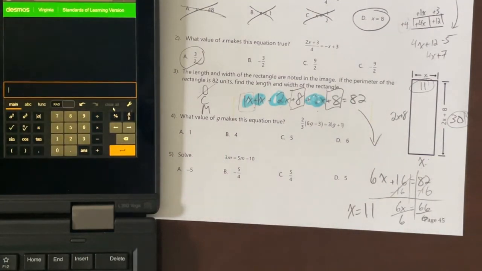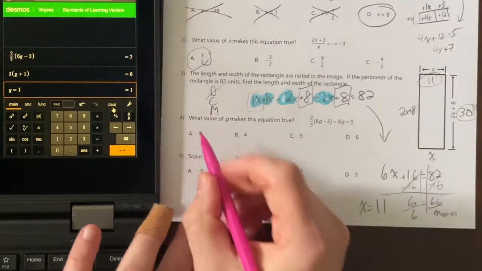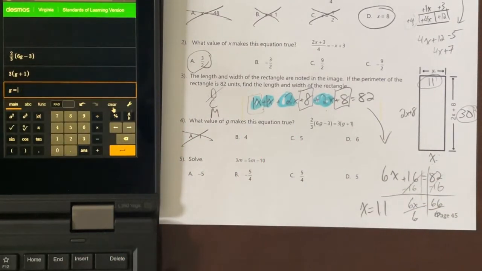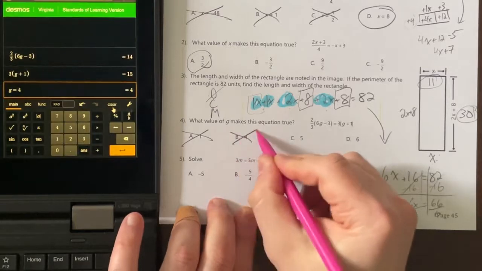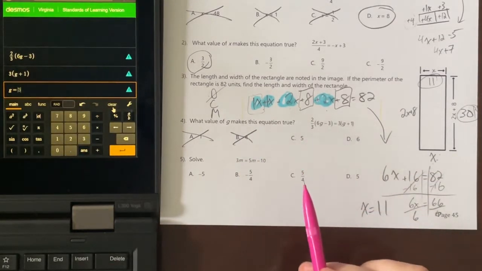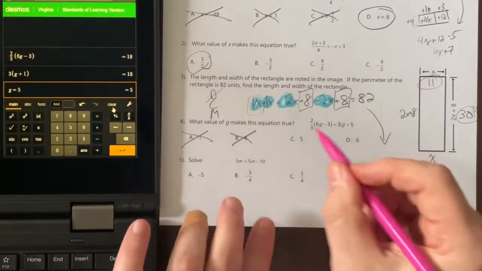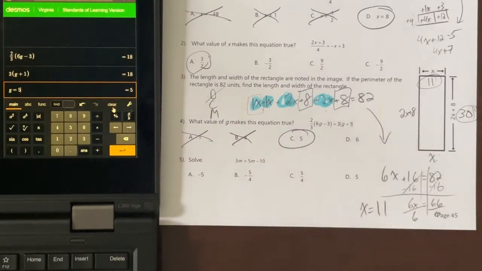All right, next it says what value of g makes this equation true. I have 2 over 3 times the quantity 6g minus 3. And then my right side, which is 3 times the quantity g plus 1. Try out some of these values. I have g is equal to 1. Those two values are different, so that one's not true. How about 4? Those are false. How about 5? Those are true since those are both the same, so I'd say 5 is our answer.